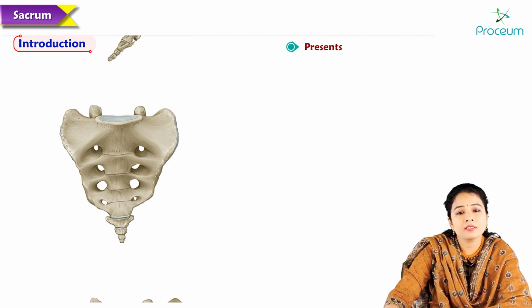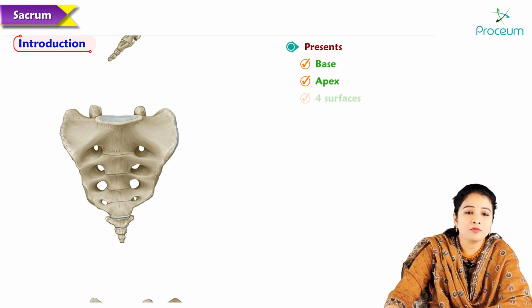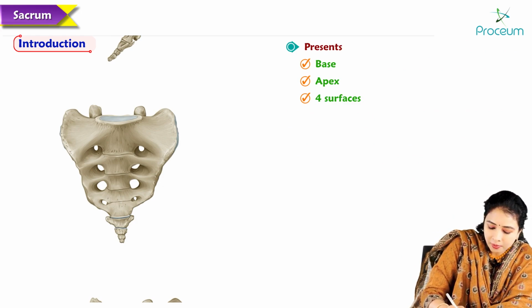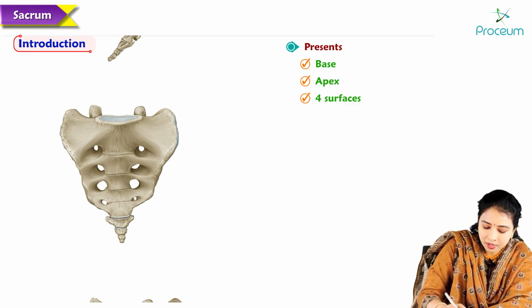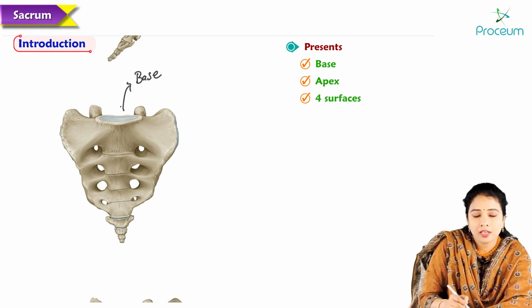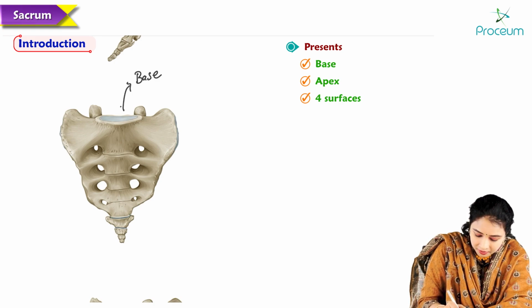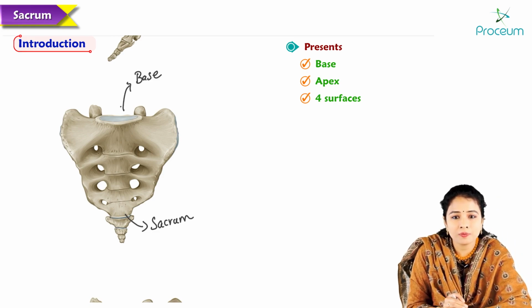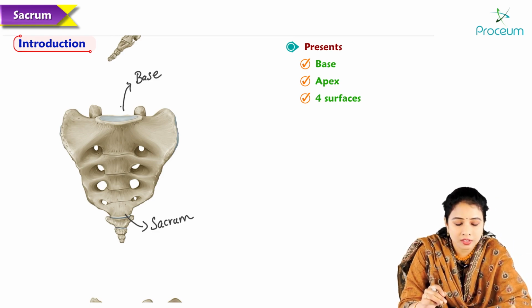The sacrum presents base, apex and four surfaces. So the base is the upper part of the sacrum, which is the broader part of the sacrum. Apex is the lower end of the sacrum. We can see it articulates with the coccyx below and it has got the four surfaces.